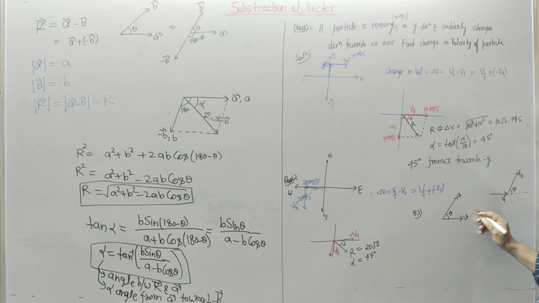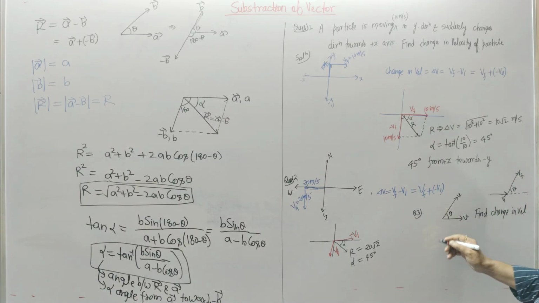So find the change in velocity. Initially the particle was going like this, suddenly like this one. This is the initial direction of velocity, and it suddenly changes its direction by theta. So find the change in velocity. So how will I solve it?